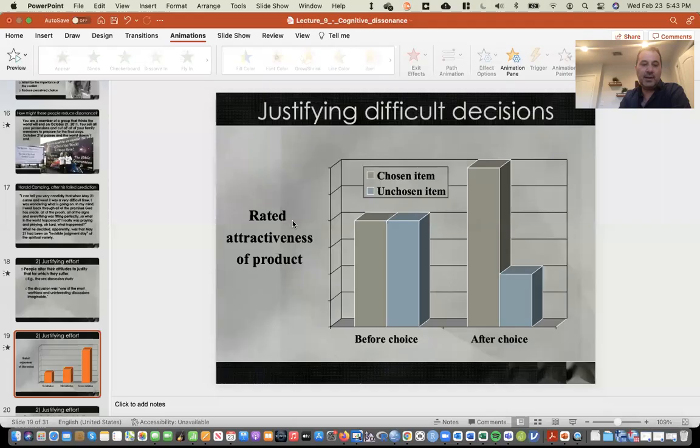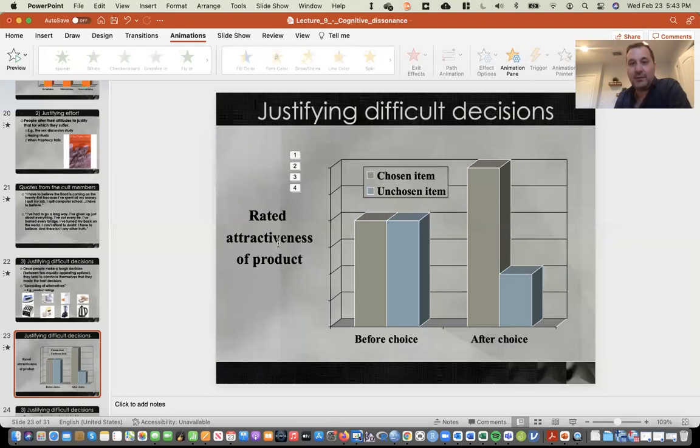What I'm going to show you in this slide here is the rated attractiveness of the product. Higher bars mean they like the product more, lower bars mean they liked the product less. So obviously we've got the chosen item and the unchosen item. Before the shopper made the choice, as I said, they're about equally rated, right? It's their 4th and 5th most liked items. But what happens is that as soon as that person chooses the blender over the toaster, all of a sudden that blender becomes much more desirable and the toaster becomes much less desirable.